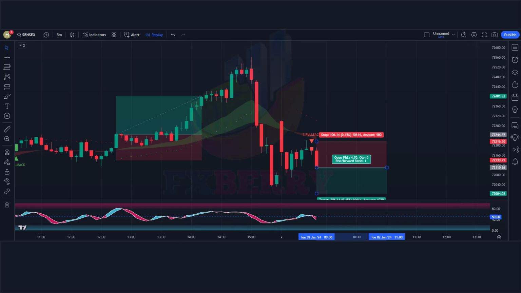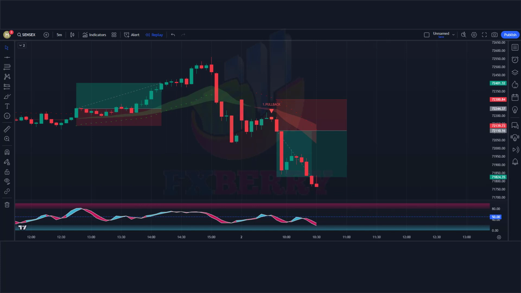Our stop loss will be placed at the LNL pullback arrows indicator stop line. And the risk to reward ratio will be 1:1.5. The market has completely hit the target.